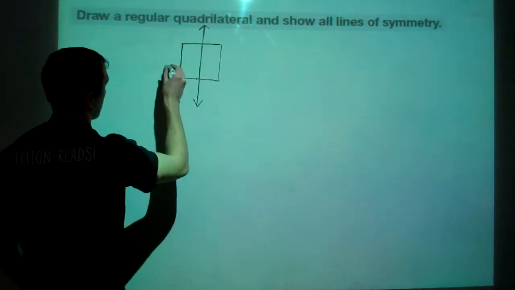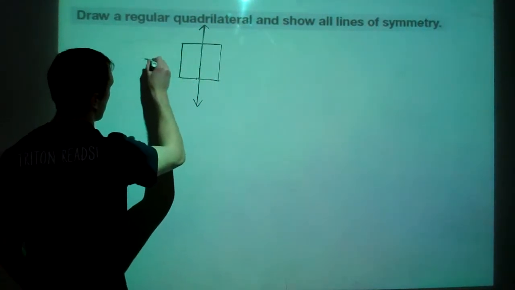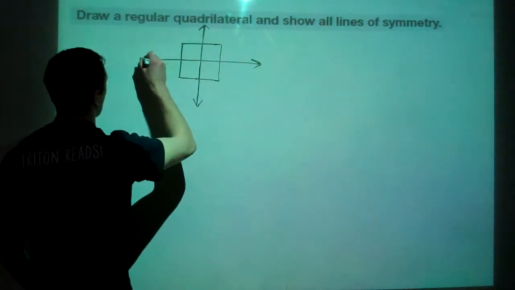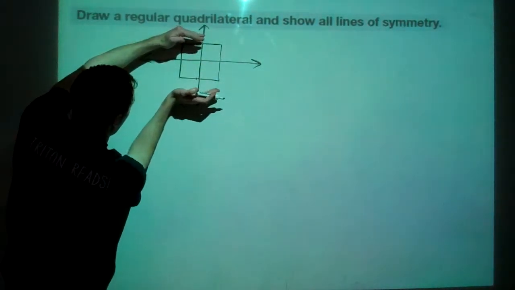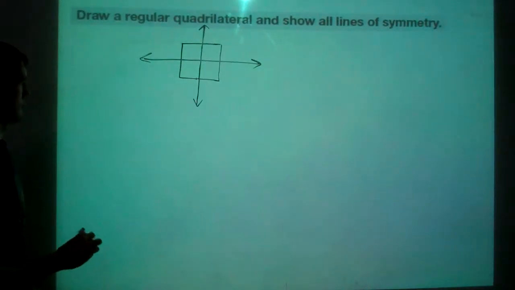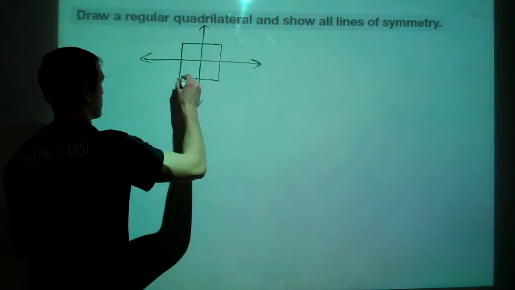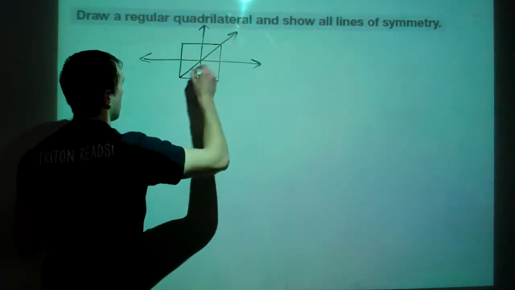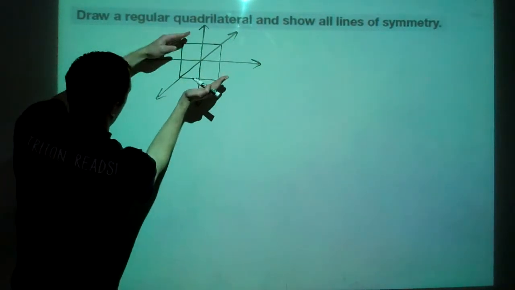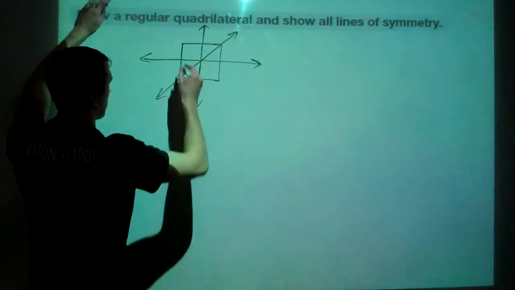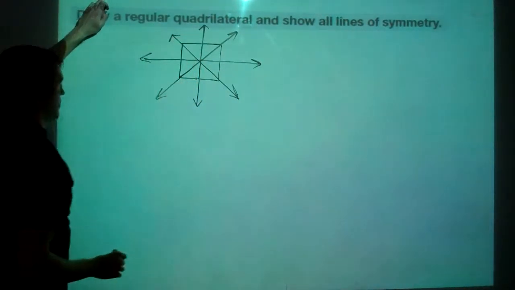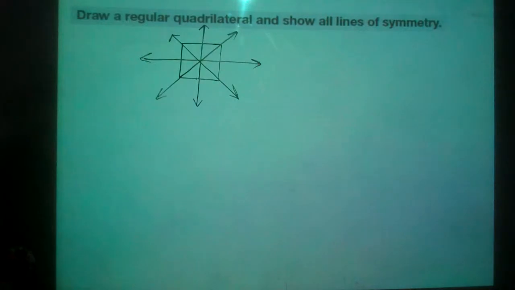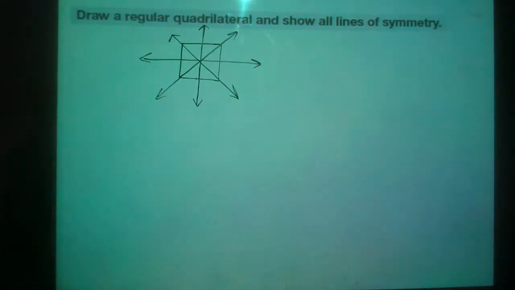That's one line. We could split it in half the other way, like this. So the first way, if we folded it like that, and the second way, if we were to fold it like that, those would be two lines of symmetry. We could also do it with the corners. So from here to here. If we were to fold it across that line, the corners would match up evenly, and this way too. Alright, so we have four lines of symmetry there. So there are four of them. Alright?